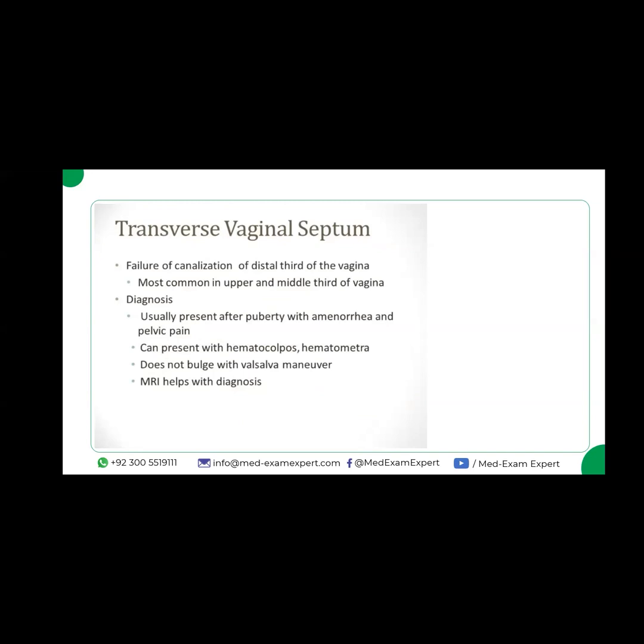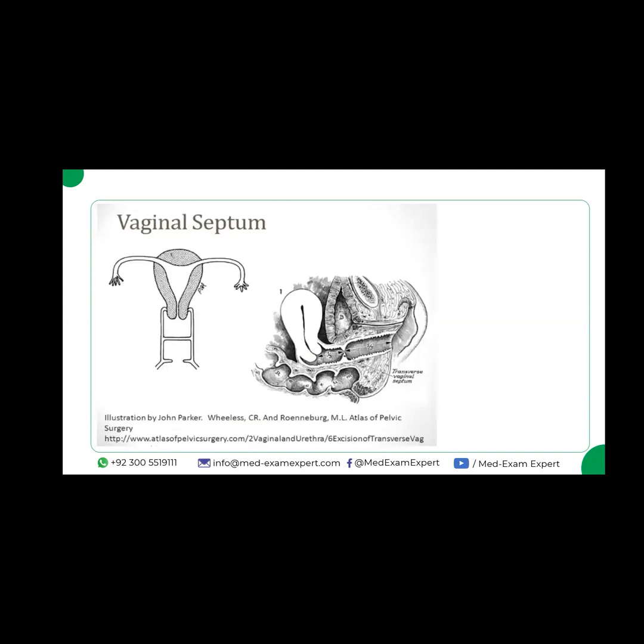The point of differentiation from imperforate hymen, which is another cause of primary amenorrhea, is that when we examine the transverse vaginal septum patient, the septum or the bulge does not bulge with the Valsalva maneuver. However, the diagnostic tool is MRI. All right, this diagram is showing the presence of a vaginal septum. On the right side, you can see that there is a septum, which is the cause of primary amenorrhea in the patient.